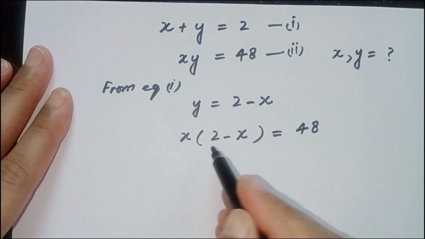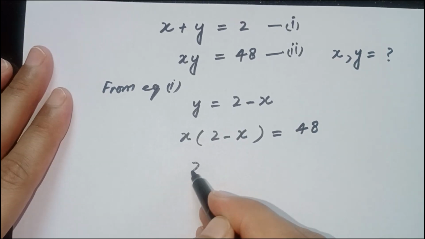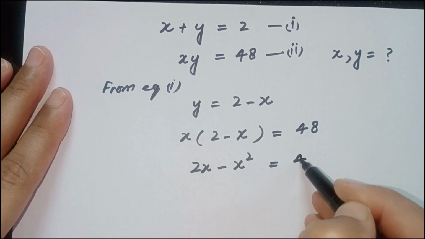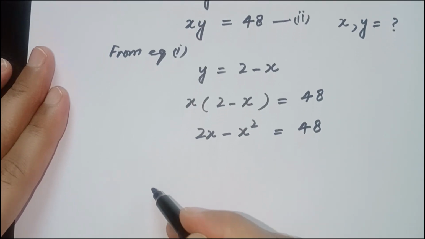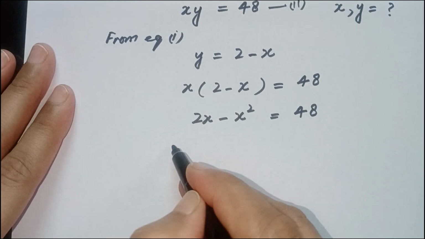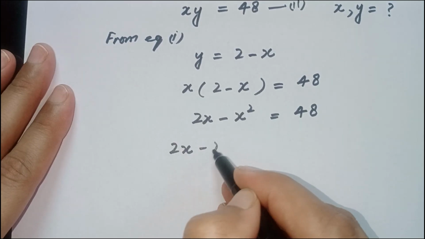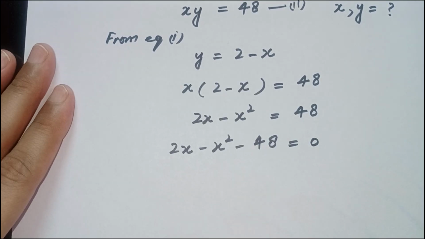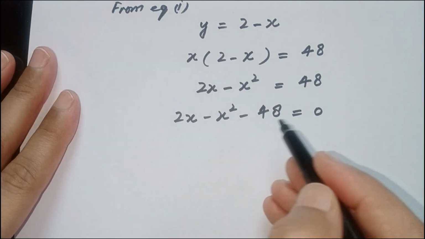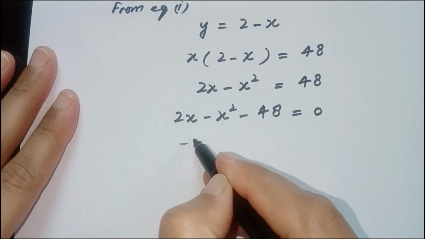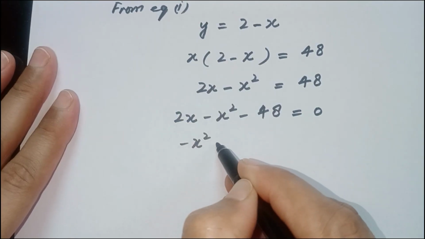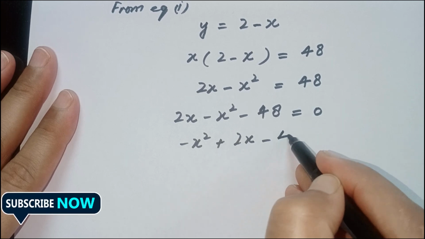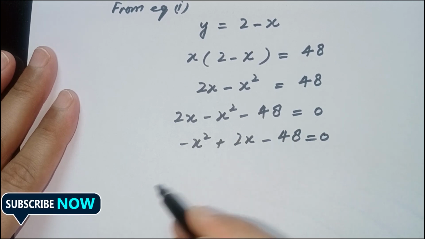Now multiply x with 2 minus x. 2x minus x square is equal to 48. So in the next step, bring 48 to the left hand side. 2x minus x square minus 48 is equal to 0. Now we will arrange this equation. We can write it as minus x square plus 2x minus 48 is equal to 0.